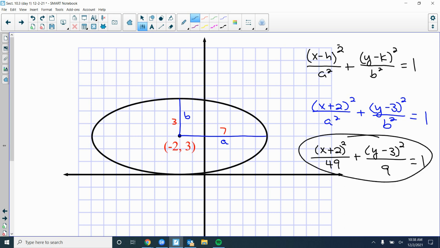Okay, so that equation corresponds to that ellipse. If you see the 49, you take the square root of it, that's 7. So I go 7 to the right, 7 to the left. The square root of 9 is 3. I go 3 up, 3 down. I will talk about the foci in a second. There are 2 foci in there, but we'll worry about those in the next problem.